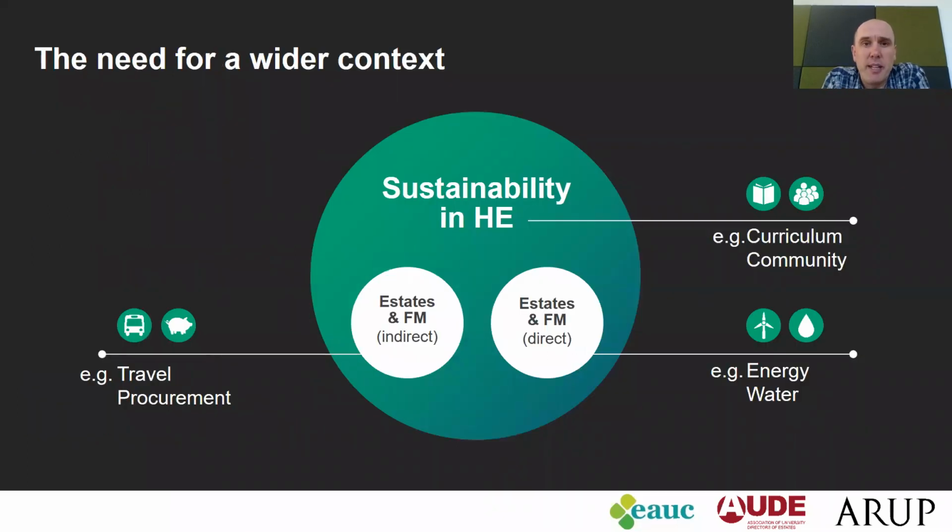But it was clear that when we did that work, there was a need for a wider context of sustainability in HE. The Green Scorecard itself covered estates and facilities management, both the indirect issues such as travel and procurement, but also the direct ones like energy and water. But it was clear that aspects such as curriculum and community and leadership and governance, etc., weren't being picked up within that particular tool, which is why when we broadened the tool to expand to FE as well as HE, we picked up these other elements as well.